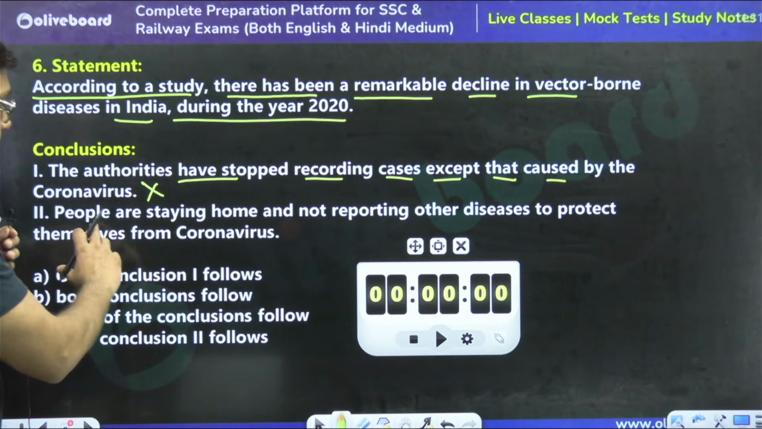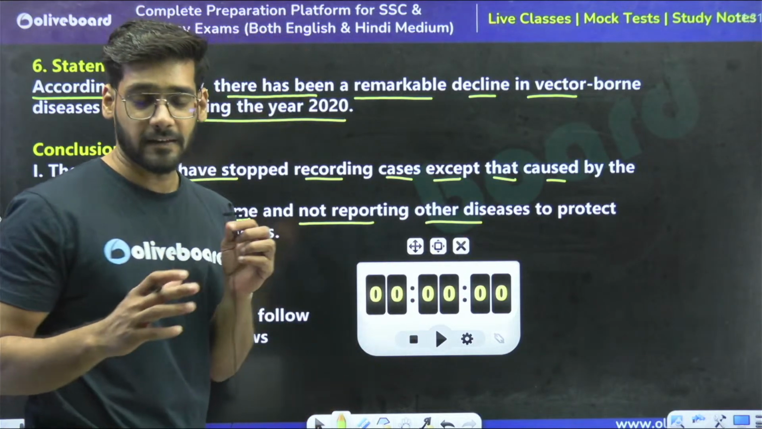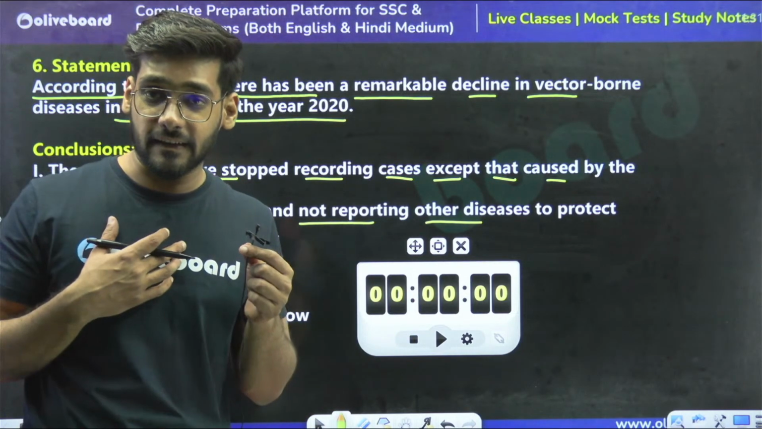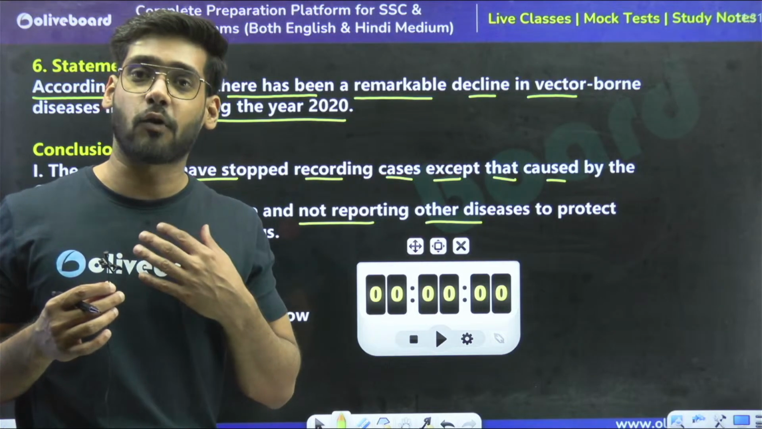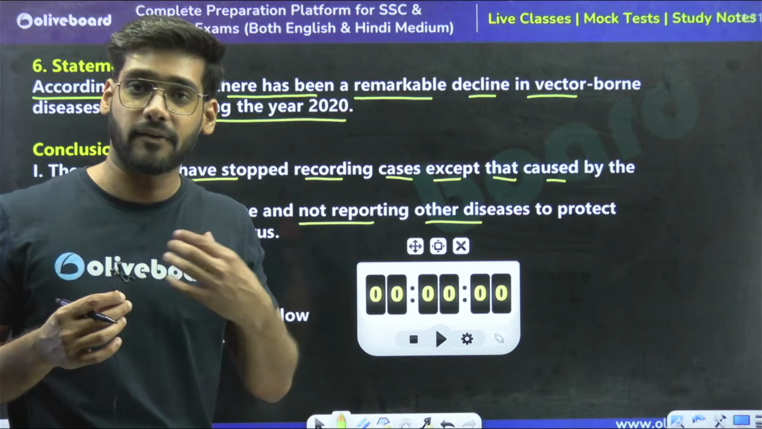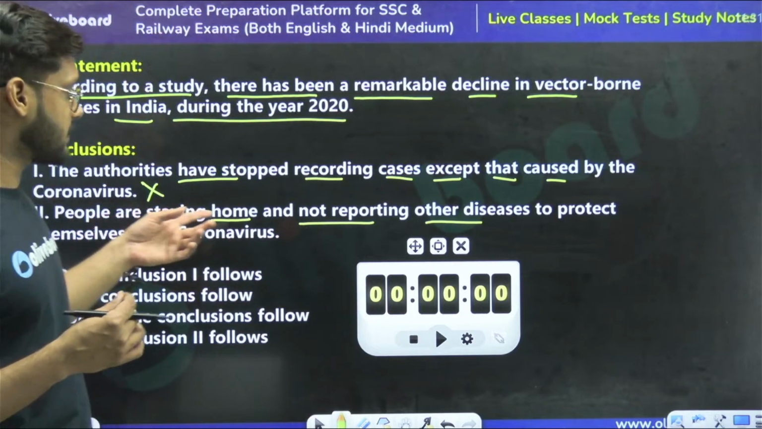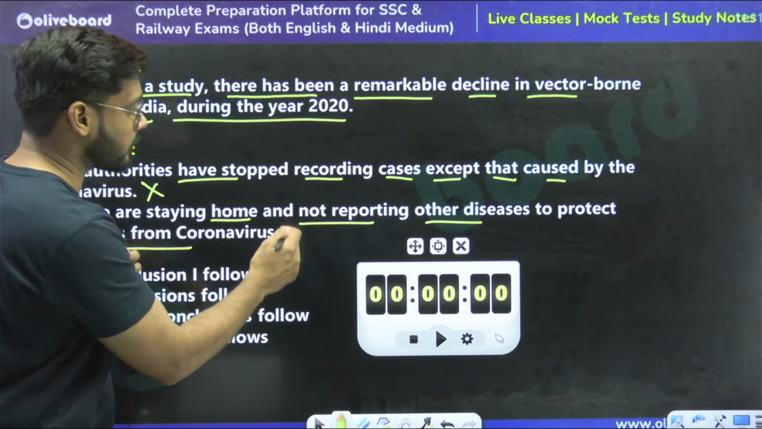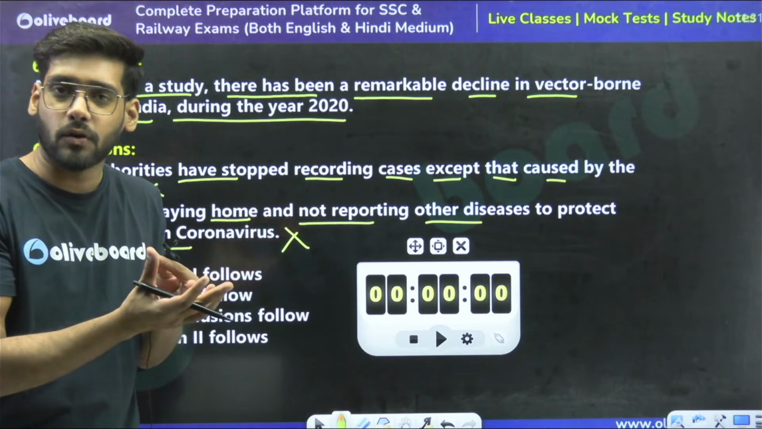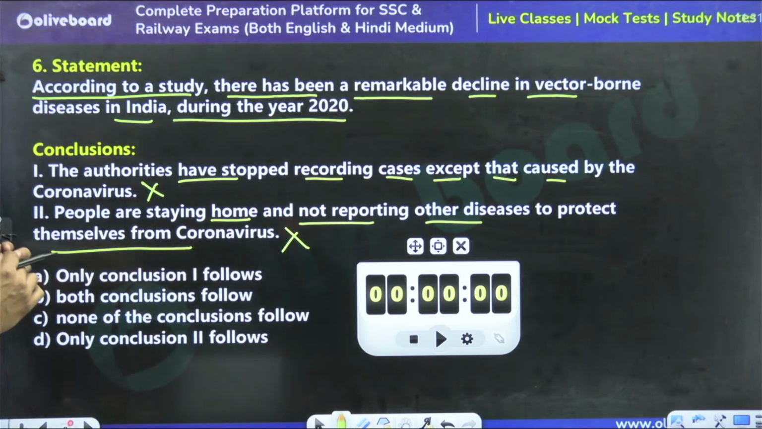Second thing, people are staying home and not reporting other diseases. It means reporting diseases is in the hands of people. It depends on me. If I want to get dengue, malaria, typhoid, this is not in my hand. So people are staying home and not reporting other diseases to protect themselves from coronavirus. What nonsense. Why are we talking about the coronavirus? There is nothing given about the coronavirus, so both are wrong conclusions. So none. Option C should be the right answer.